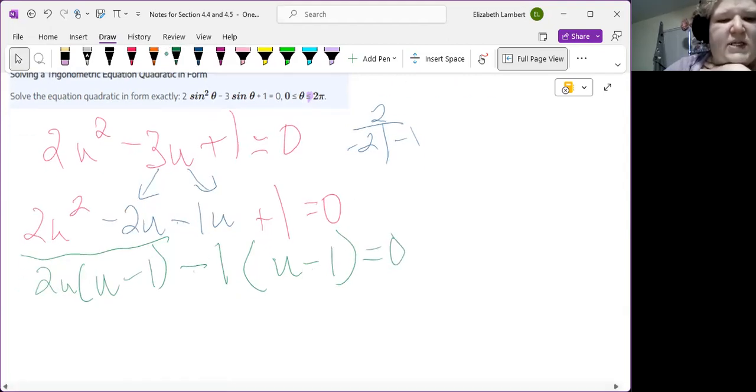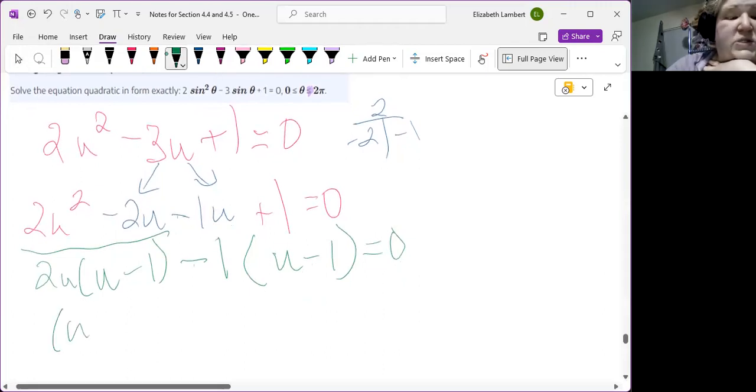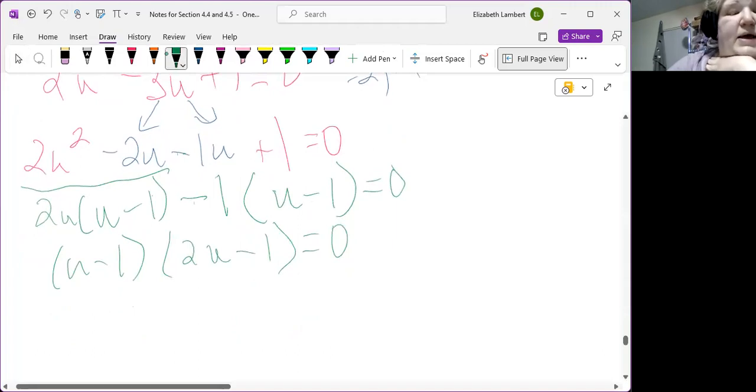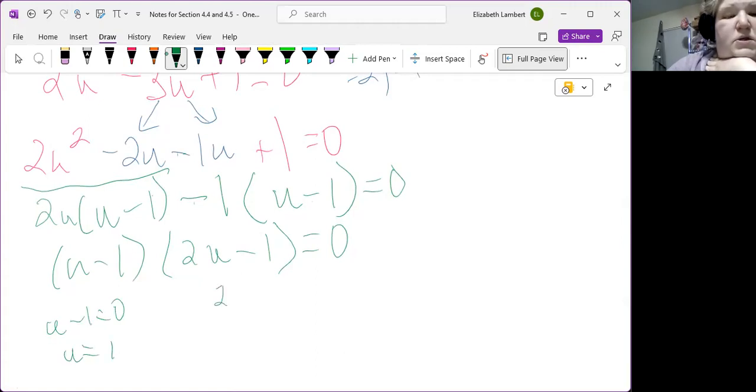So this is equivalent. My u minus 1s are the same, so now I'm factoring them out. U minus 1 is up front, so I have 2u. U minus 1 is up front, minus 1. All right, so we have u minus 1 equals 0, so u equals 1. 2u minus 1 equals 0, so 2u is 1. U is 1/2.